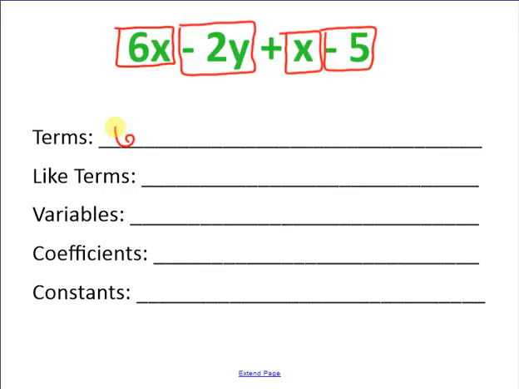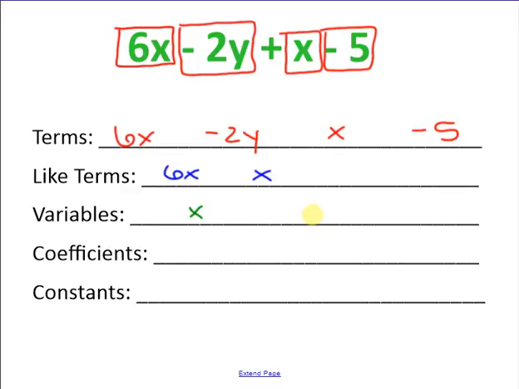So our terms are 6x, negative 2y, x, and negative 5. Okay, what are our like terms? Well, here's a 6x and here's an x. And then we don't have any other matches because there's nothing that matches with the y, there's nothing that matches with the negative 5.